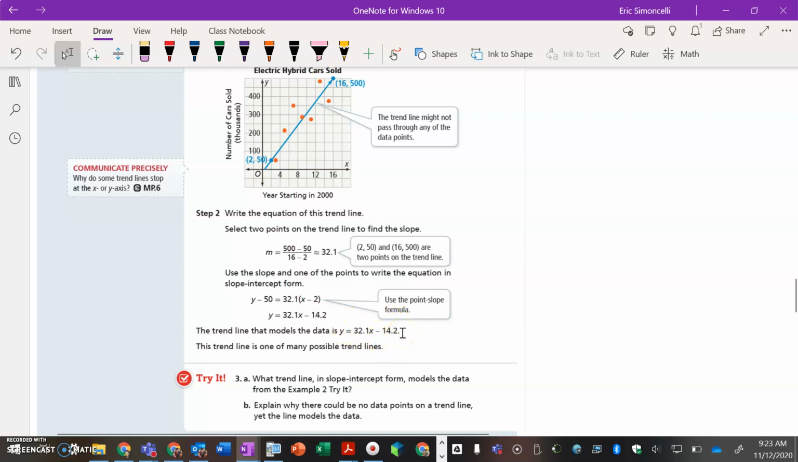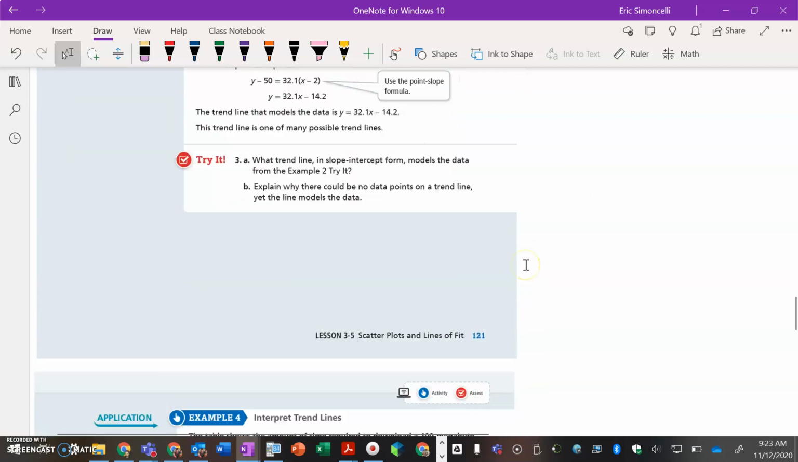There are a variety of answers because, again, maybe you didn't pick this blue point and that blue point. Maybe you picked that red point here and that red point there. And if that were the case, you would use the same steps but using those 2 points. The equation should again be very close though. Roughly still 32.1 for a slope and negative 14.2 for a y-intercept. Let's move on.